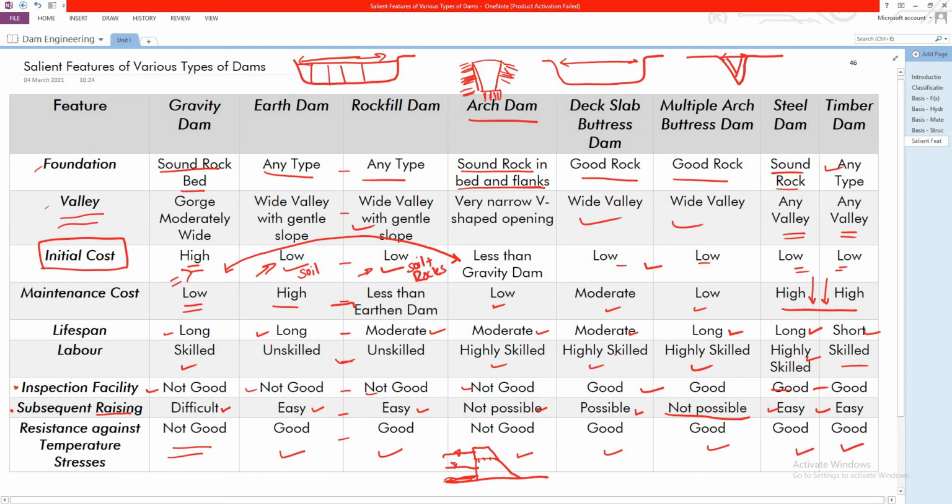In the next lecture, we will be seeing comparative analysis of each type of dam with one another. For example, gravity dam against earthen dam. We will be seeing advantages of gravity dam over earthen dam and disadvantages of gravity dam over earthen dam and vice versa.